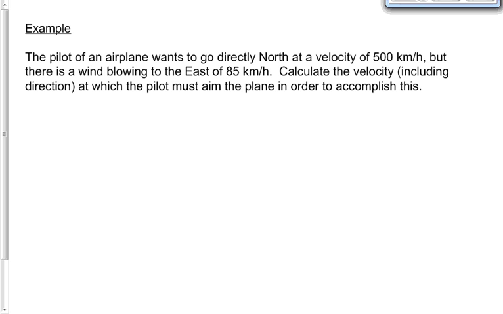So let's look at our vectors here. We've got wants to go directly north at 500 kilometers per hour. Is that a solid or dotted line vector? Does that contribute to where I go, or is that where I go?